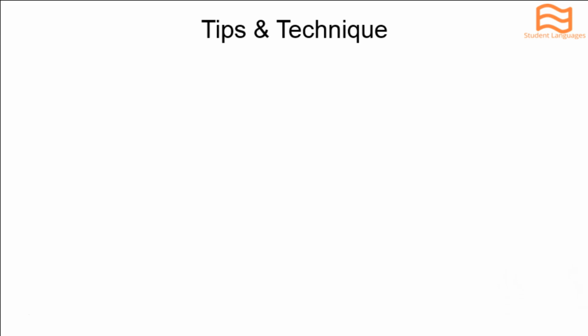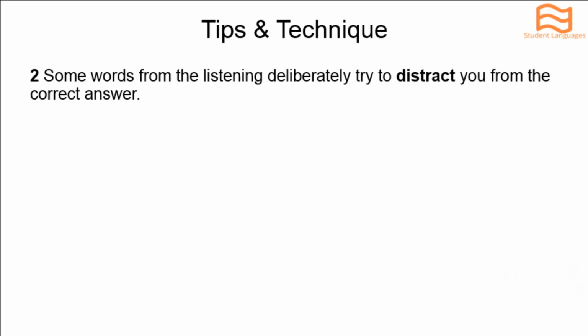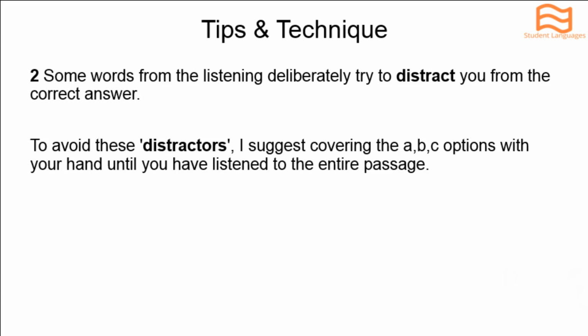Then, time for my second tip. Some words from the listening deliberately try to distract you from the correct answer. These are called distractors. And to avoid these, my suggestion is not to look at A, B, and C. Cover the A, B, and C options with your hand until you have listened to the entire passage. Don't look at A, B, and C. Just listen and look at the question and try to come up with the answer.